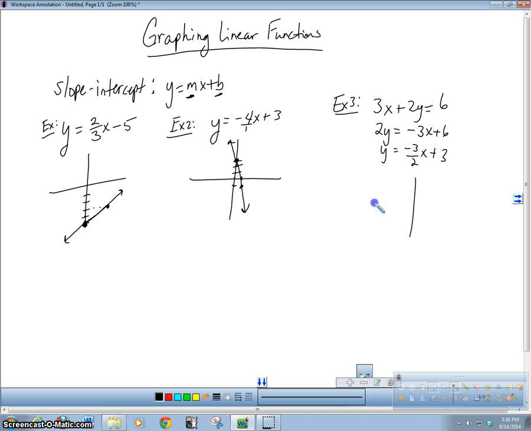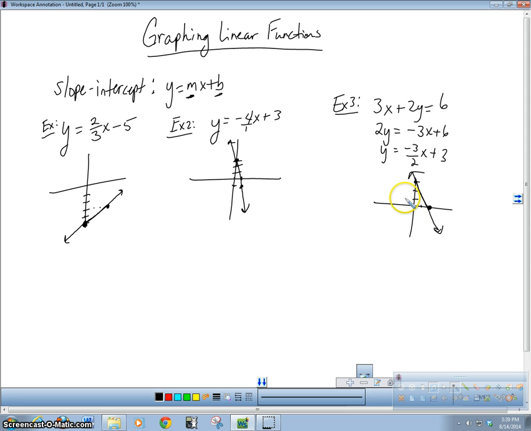Now that we have it in slope-intercept form, we're going to go 1, 2, 3, up 3, then down 3, 1, 2, 3, and over 2, 1, 2. Plot the points. Bada bing, bada boom. Draw your line. There you go. Sometimes you might end up with a fraction here. If you end up with a fraction, you're just going to have to estimate.